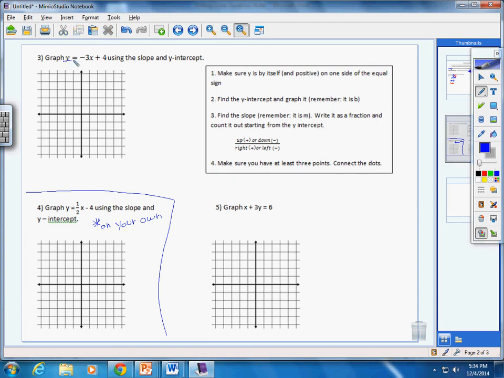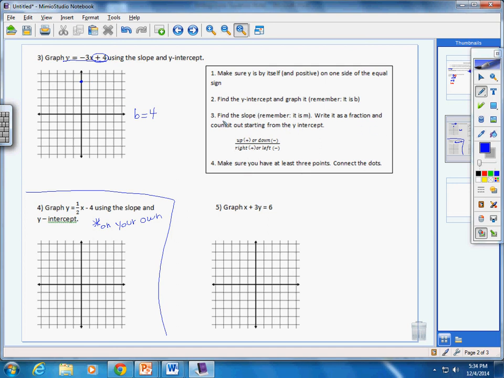Fortunately, we already have this. This is already in slope-intercept form. That's very nice. Second step, find the y-intercept and graph it. Remember, your y-intercept is b, so b equals, and it is positive 4, right there. So let's put it on the graph. B is at positive 4.